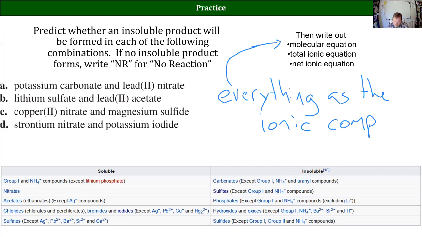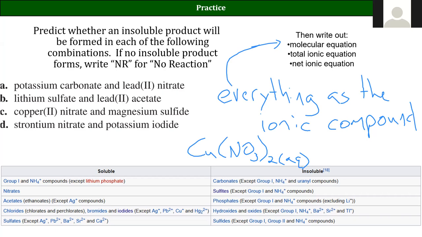Meaning that all ionic compounds, even if they're aqueous, you still write them together. So copper two nitrate would be written with two nitrates for every one Cu2+, and they're dissolved in water, so it's aqueous. For both of the ionic equations, any ionic compound that's aqueous, you just split up into its pieces.